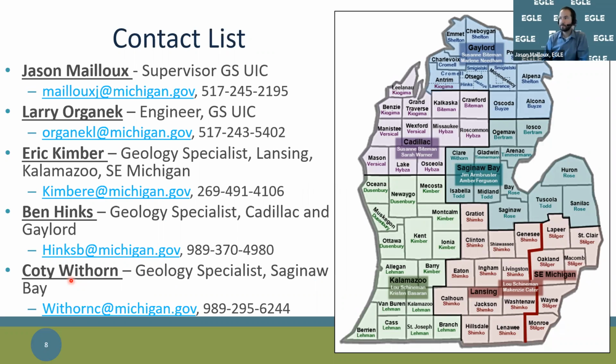So this is a map that I'd say probably everybody is familiar with, and apologies to the UP, but we didn't have the Class II wells up there. So again, I've said it a few times, my name's Jason Mayu. I came on as the supervisor of the gas storage and underground injection control unit. Larry Organic is the engineer in this group, and has been extensively involved in running the Class II program on the Michigan side of things, and will continue to do so.